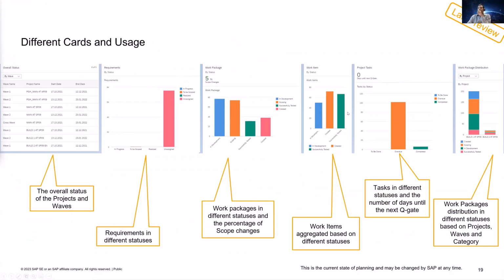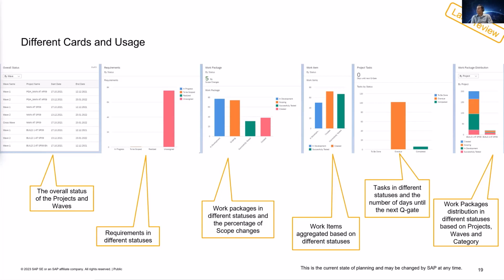Right. Okay. Now we have the overall status that gives you the information on the projects and the waves. If you're working with different projects and waves, the information about these projects and waves is provided. The information on the requirements based on different statuses, the work packages based on different statuses, and the percentage of the scope changes that have been done.